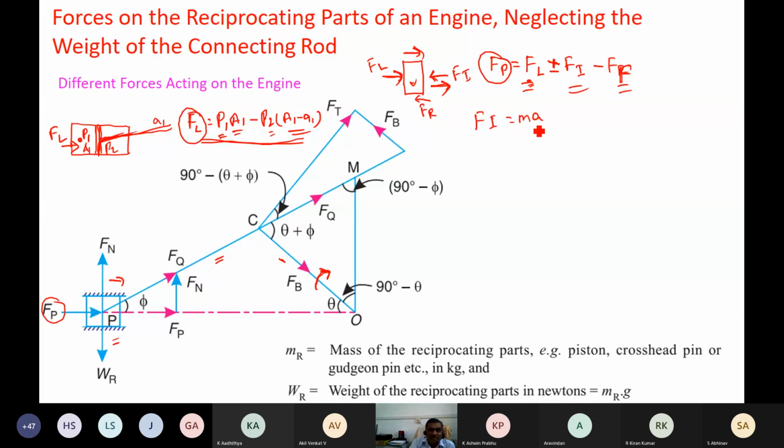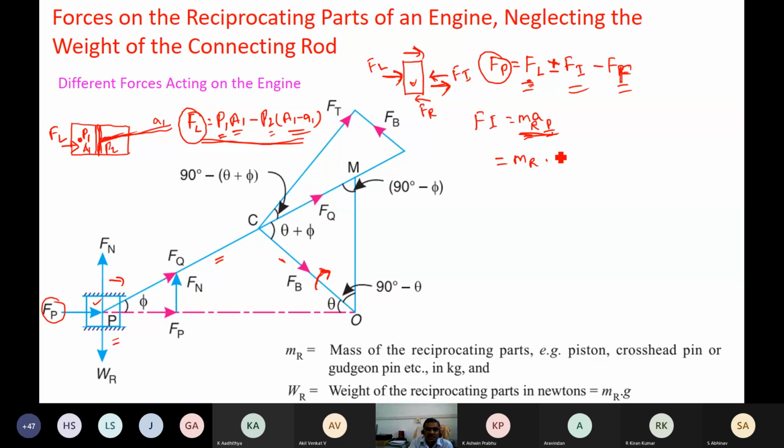So mass of the piston, we call it the reciprocating mass, Mr, and acceleration of the piston. Mr is the reciprocating part. Here, what is the reciprocating part? Reciprocating part is the piston. So mass of the piston is taken as Mr. What is the acceleration of the piston? Already we have discussed the equation for acceleration of the piston.